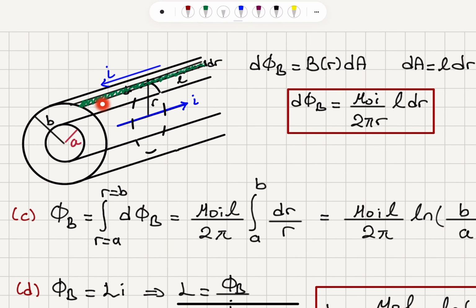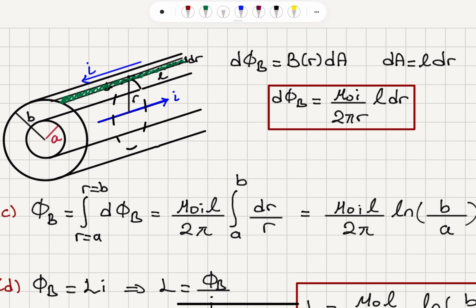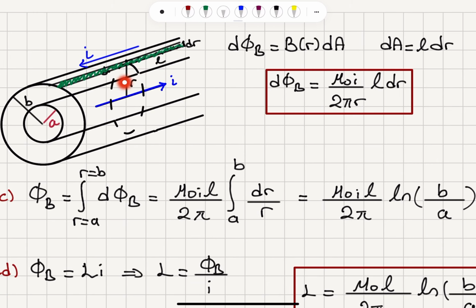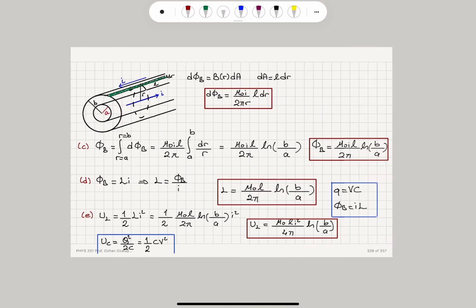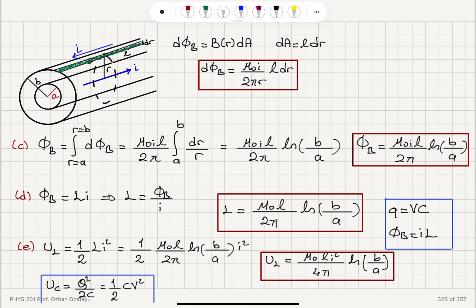Now if we take a strip of width dr and length l, the length of the conductor, at this radial distance r, the magnetic field is constant. The area vector L dr, in the tangential direction, is parallel to the magnetic field. So the dot product is simply the product of the magnitudes. So mu 0 I over 2 pi r L dr is the flux through this strip. If I consider all such strips going from r equals a to r equals b, I can calculate the total flux. The total flux will be integral a to b d phi b, and that gives me mu 0 I L over 2 pi natural logarithm b over a.